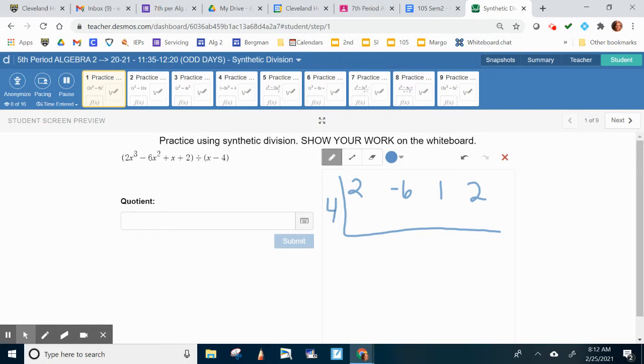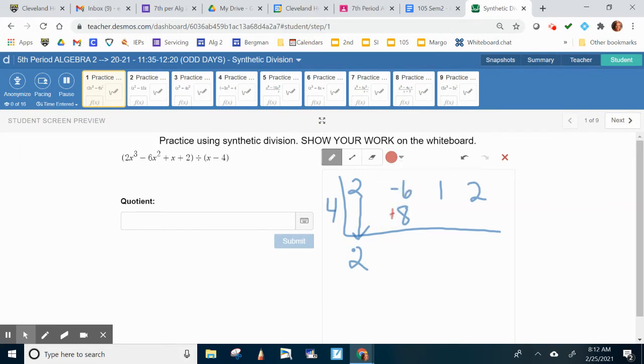So notice also that I'm showing my work on the whiteboard. So that's so I can see what you're doing and make sure we're doing the right steps. So the first thing I do is I bring down my first number. So it's a 2. Then I do 4 times 2. 4 times 2 is 8. So I'm going to write it right here.